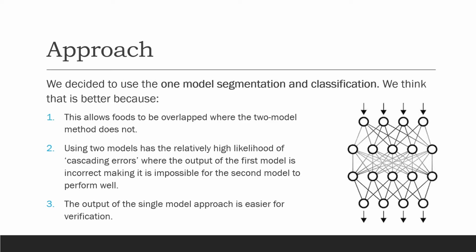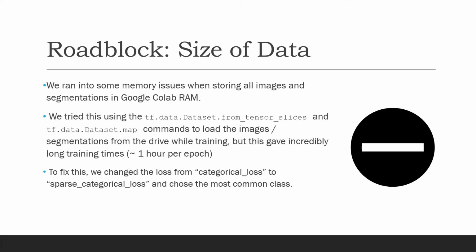It avoided cascading errors. For example, if we were segmenting something and we thought, oh, this is food, but it really wasn't food at all, then it became very problematic. What would be the correct answer if the segmentation got something completely wrong? And it's just a simpler approach and an easier way to think about. However, although this was simpler, this did not come without any issues.